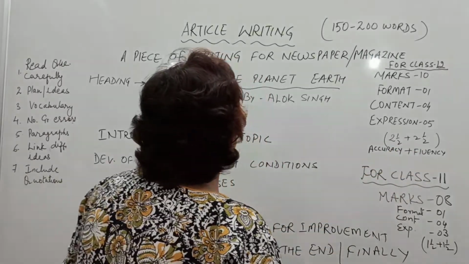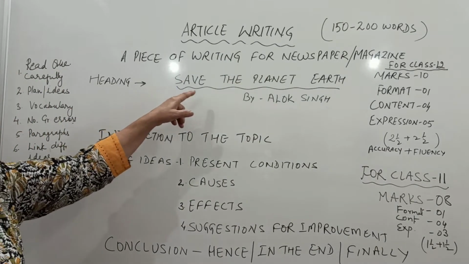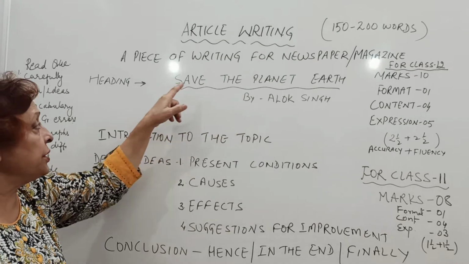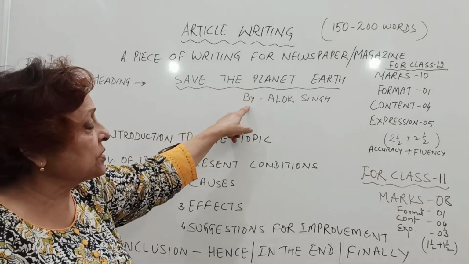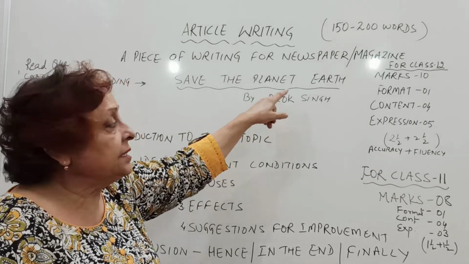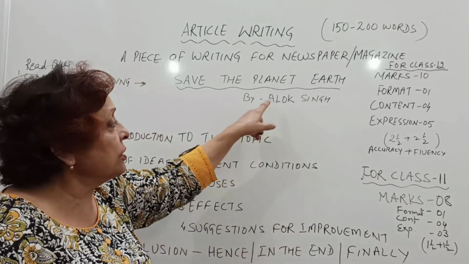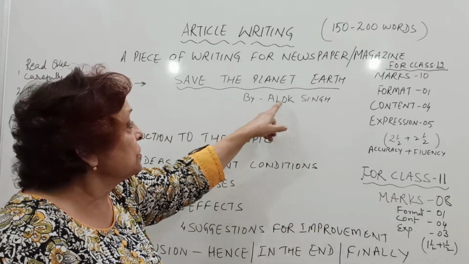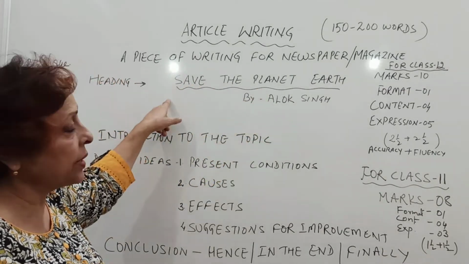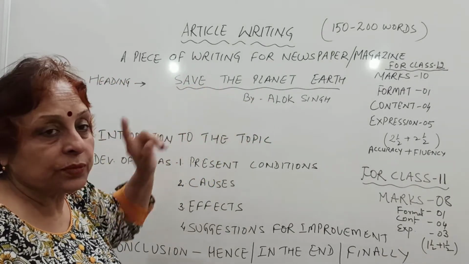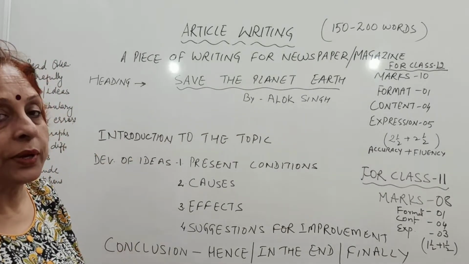Now let us see how to write an article. Suppose we have the topic Save the Planet Earth. Here first we will write the heading followed by the name of the person who is writing the article. This name of the person may be written either in the end or we can write here also. So the topic and the name of the person, this is format. Half mark plus half mark. Then we have the paragraphs, how to write paragraphs.